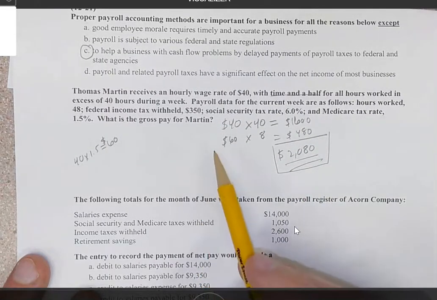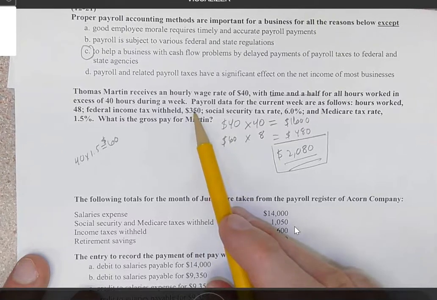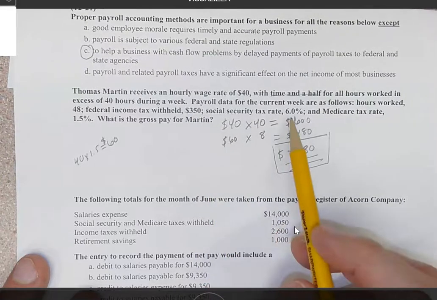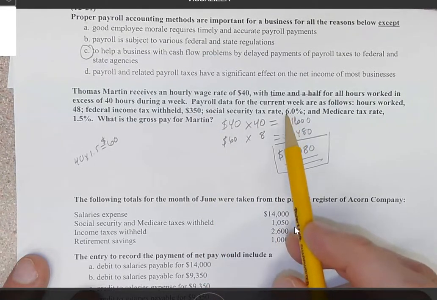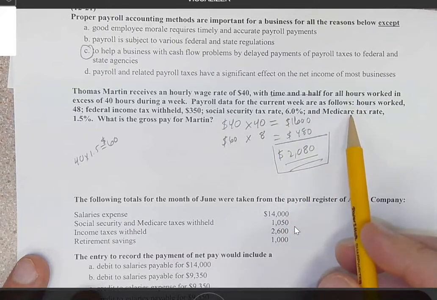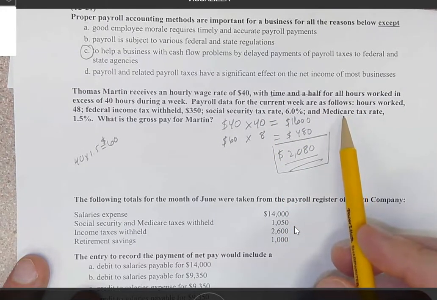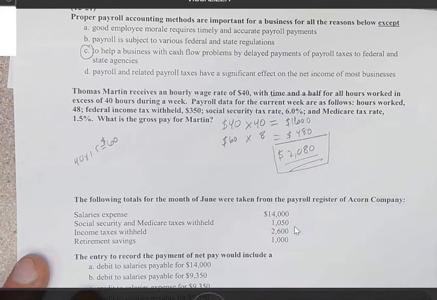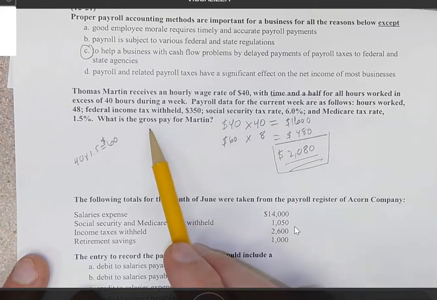We don't have to consider the federal income tax withheld, or any Social Security withholdings, or any Medicare tax withholdings, or, quite frankly, any other type of withholdings that might have been thrown into this question, because the question asks for gross pay.